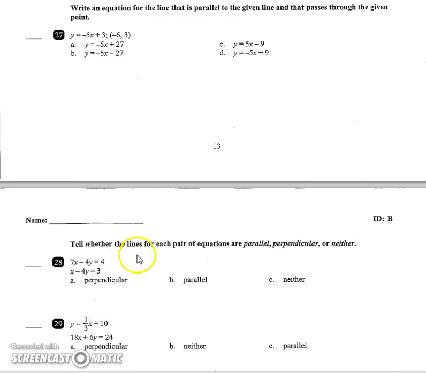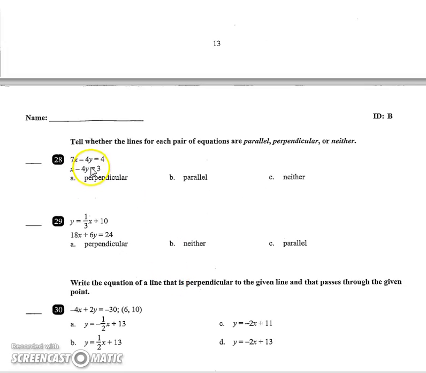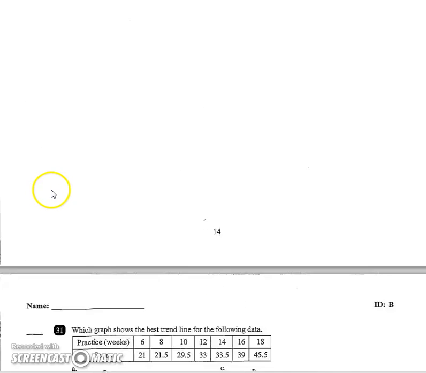Number 28, tell whether the lines for each pair of equations are parallel, perpendicular, or neither. Once again, neither of these equations are in slope-intercept form, but to be able to determine this, you need to write them in slope-intercept form. 29, only one of your equations is in slope-intercept form, so you will need to write the second one in order to determine if they're parallel, perpendicular, or neither.